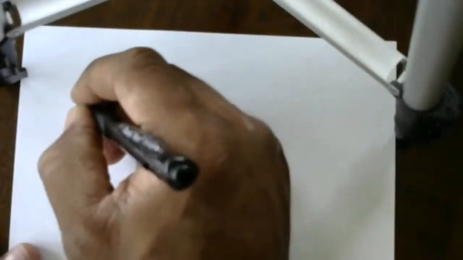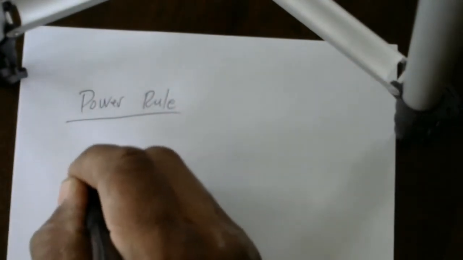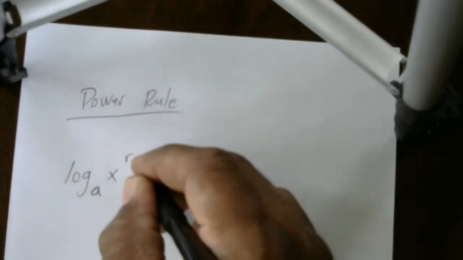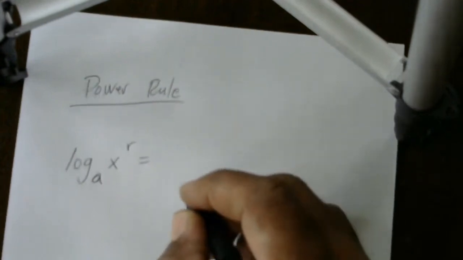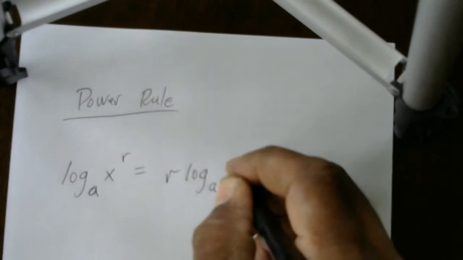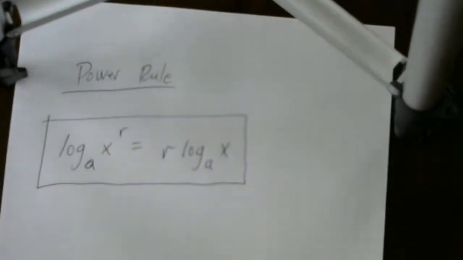So this is the power rule. And the power rule says that the log base A of x raised to the power of r is equal to r times the log base A of x. And this is called the power rule.